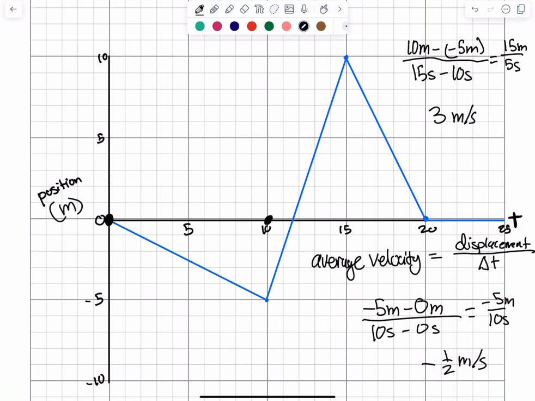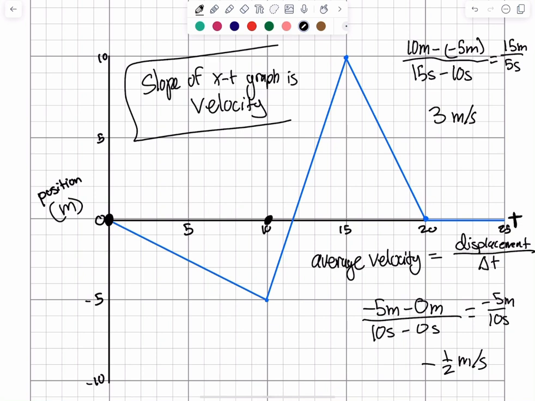Now, I'd like to point out something really important. Notice that when I was calculating average velocity, I was, in essence, calculating rise over run. And if that sounds familiar, that's because rise over run is the slope of the graph. What does this mean? Well, this means the slope of the position time graph is velocity. Let me write that down. Slope of xt graph is velocity. That's something really important you're going to want to remember.